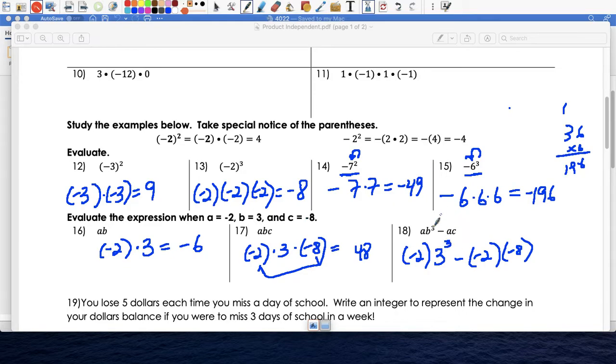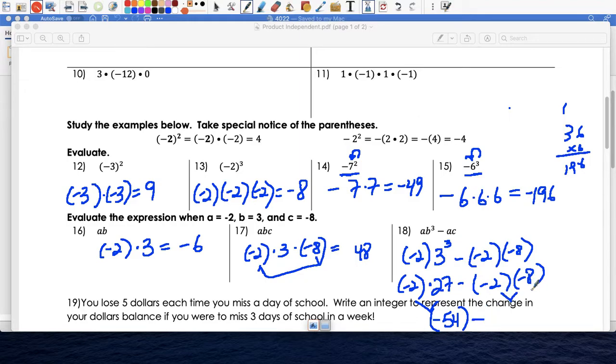So order of operations: negative 2 stays here, and I'm going to do 3 to the third power, which is 27. Minus, and I'm not going to multiply anything, I'm just going to do it in order here. Now I can do these two. Negative 2 times 27 is negative 54, put in parentheses. Minus, and multiply these two.